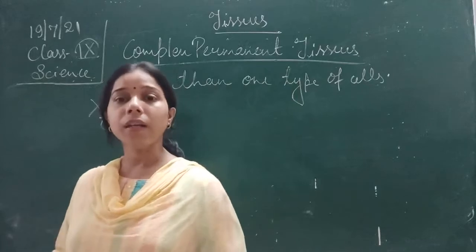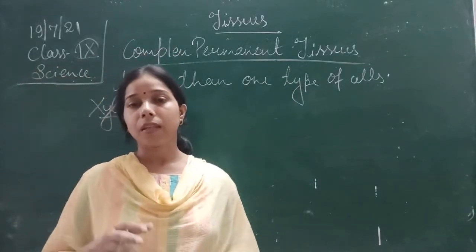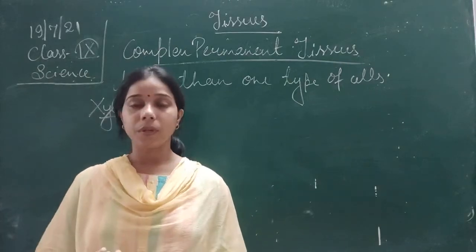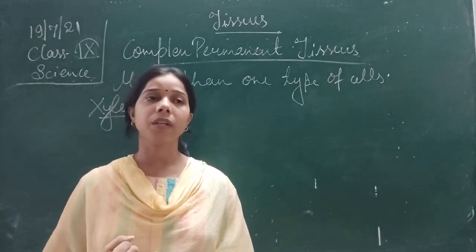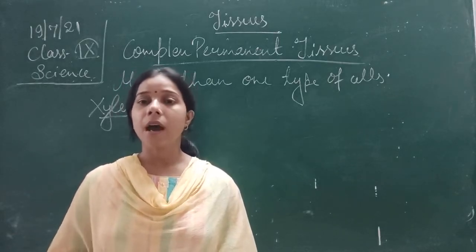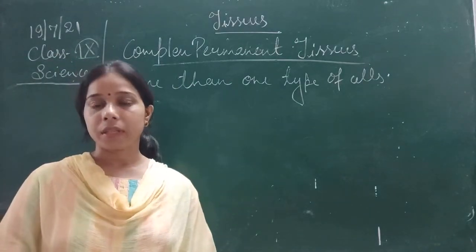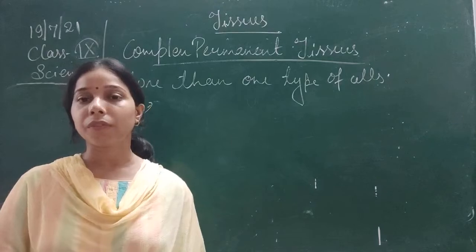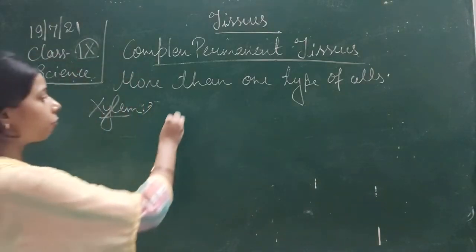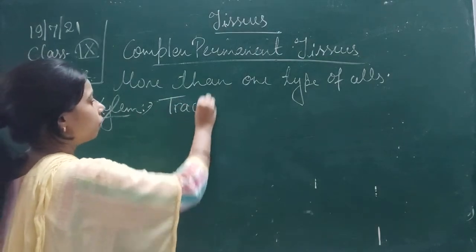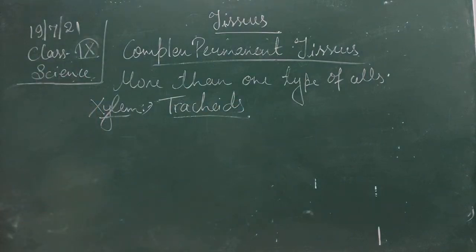Now the xylem is divided into four types, that will include xylem fibers, xylem sclerenchyma, xylem tracheids, as well as xylem vessels. These are the four things which are part of the xylem. So first we will start with the first thing of the xylem, that is tracheids. What is there in the tracheids?